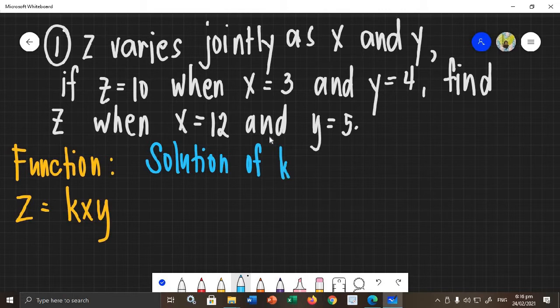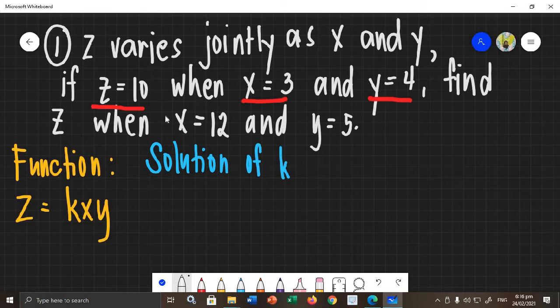Solution for K, there are two solutions. The first one is your solution to solve the value of K, and then the second one is your solution to solve the value of Z. So, using the function, let's solve the value of our K. For us to solve the value of K, we need to use the first given of the variables in the problem, which is this, the one I underlined in red. So we will use the values of X, Y, and Z to find the K.